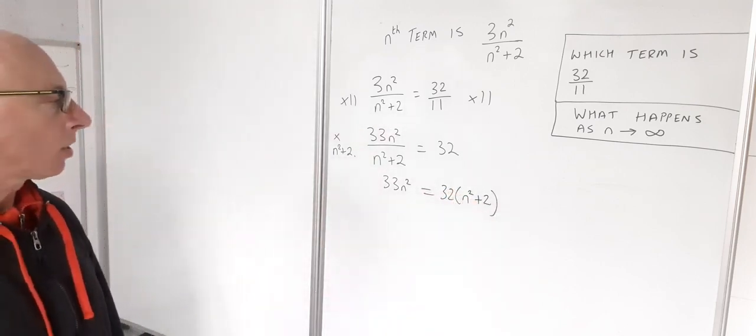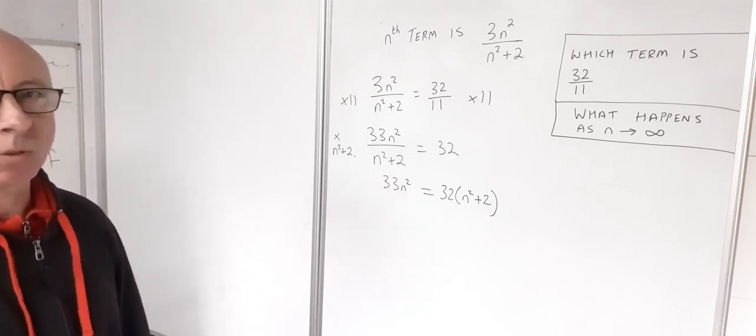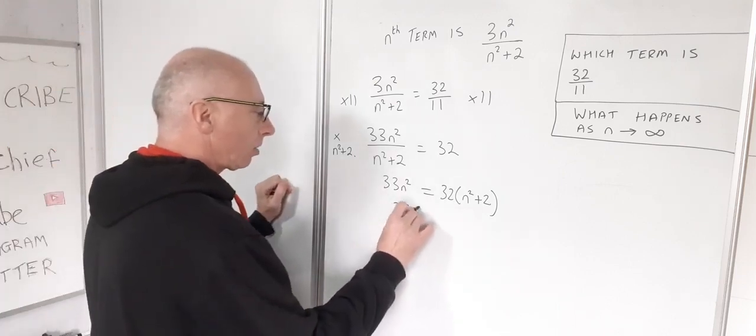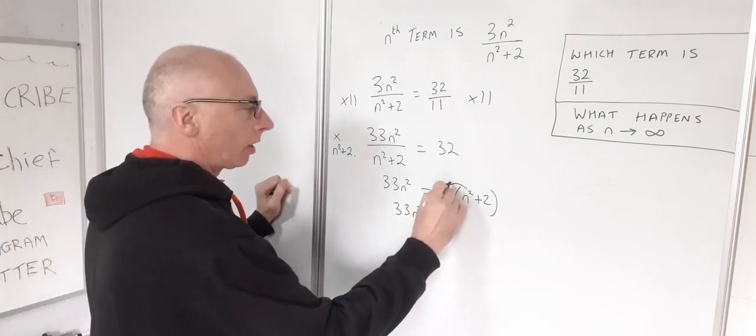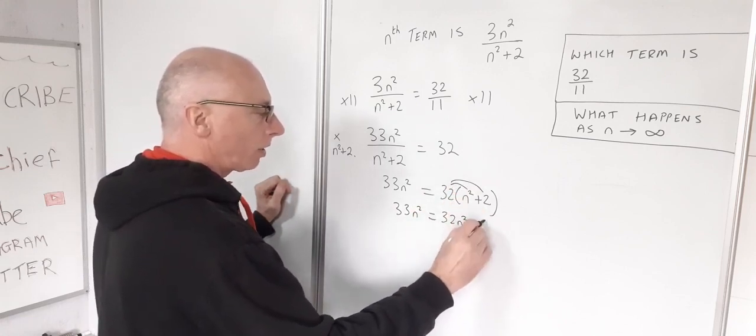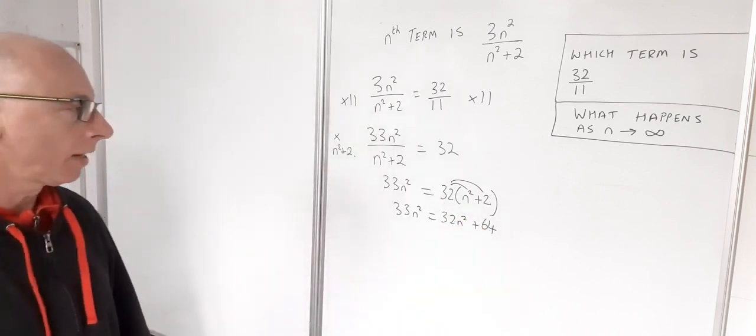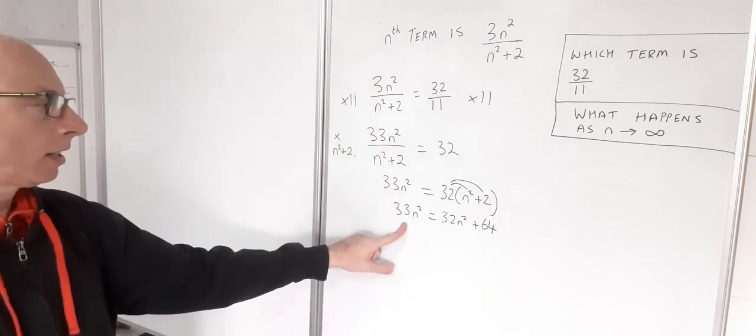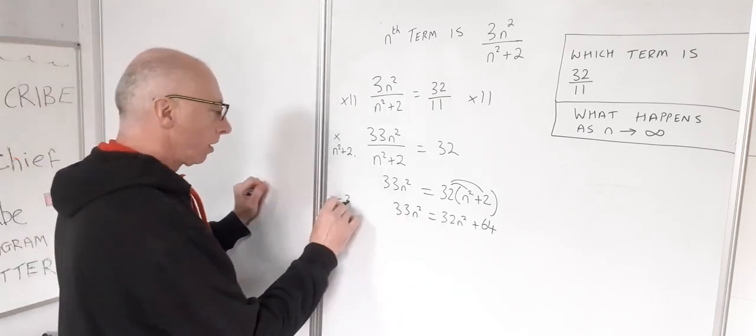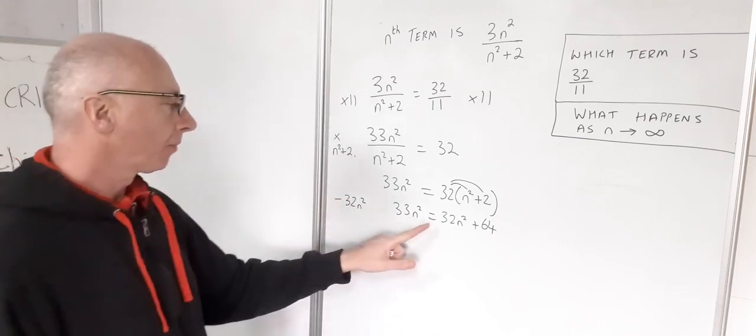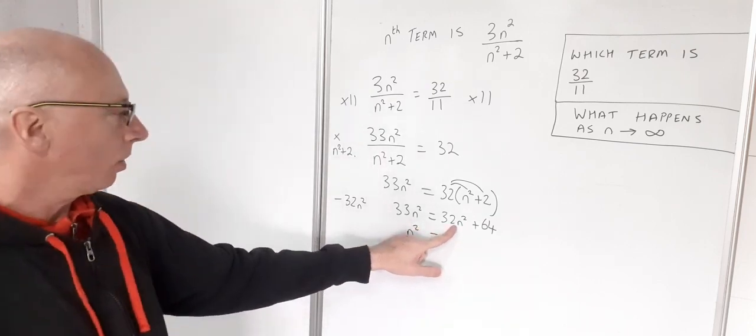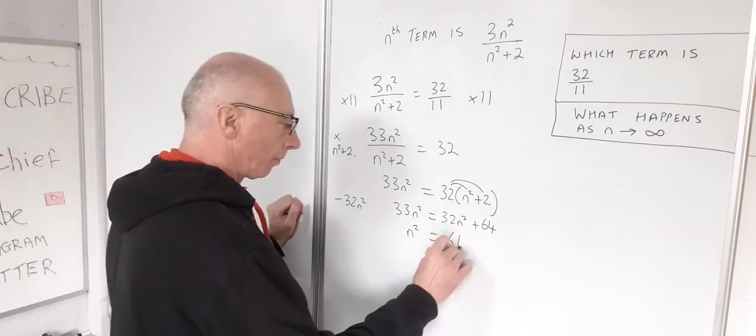Okay, now we're getting somewhere. So now we can hopefully isolate the n squared. Before I do that, I need to get rid of these brackets. So I've got 33n squared. Foil this one out. I've got 32n squared, 32 times 2, 64. Now I can get this n squared over here, and I've got 64 on its own. So let's subtract 32n squared from both sides. So now that will just leave me with n squared. This one will cancel and I'll have it set to 64.